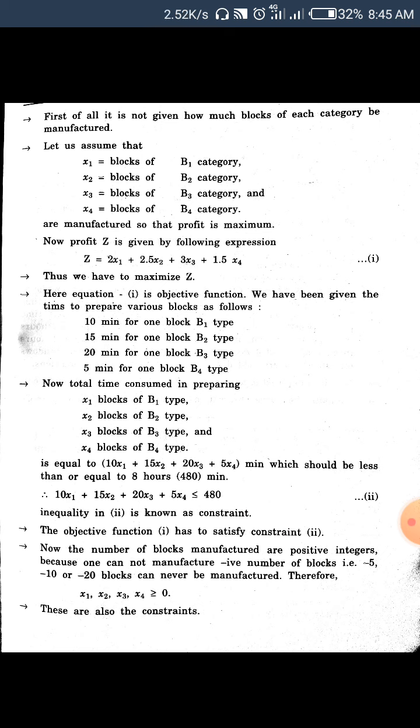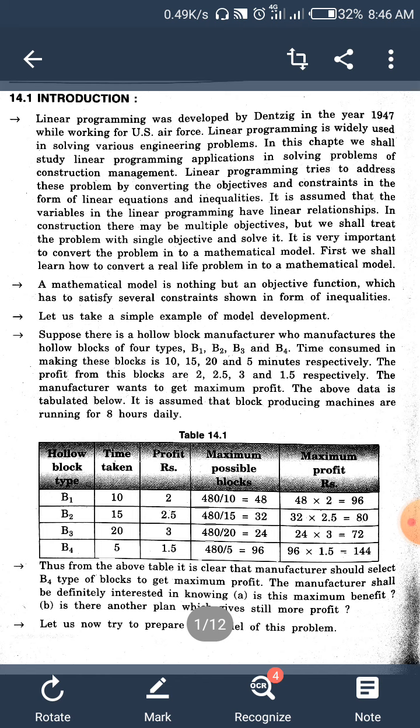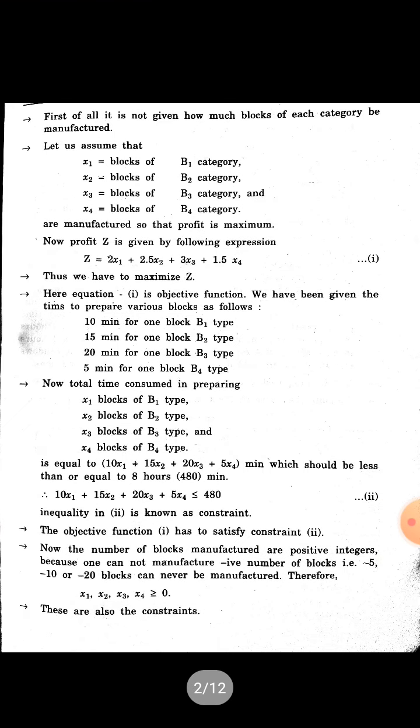And we have been given the time to prepare the various blocks. Already we see this in table column number 2. The time taken to manufacture blocks B1, B2, B3 and B4 is given as 10, 15, 20 and 5. So 10 minutes for one block of B1 type, 15 minutes for one block of B2 type, 20 minutes for one block of B3 type, and 5 minutes for one block of B4 type.